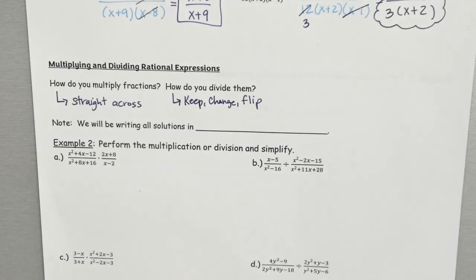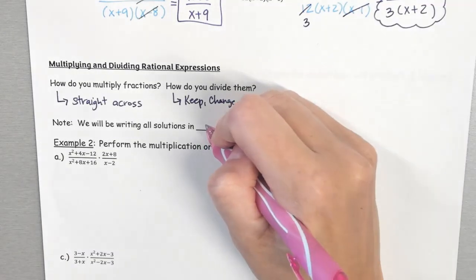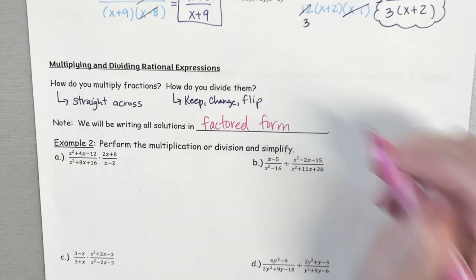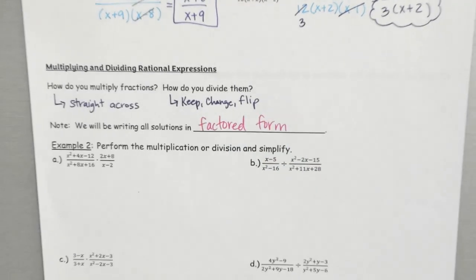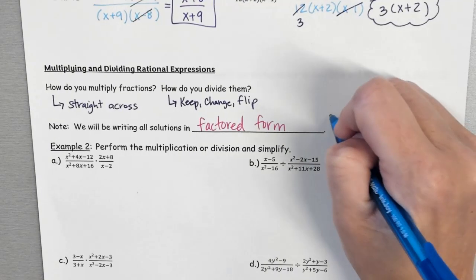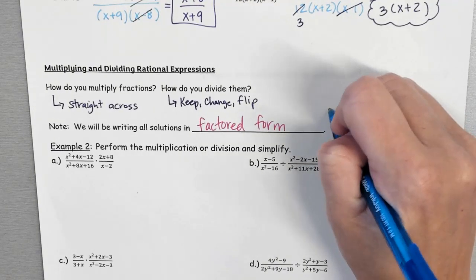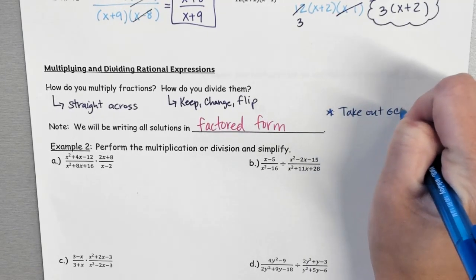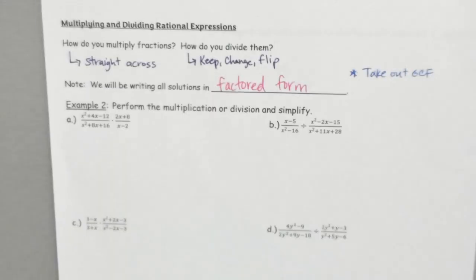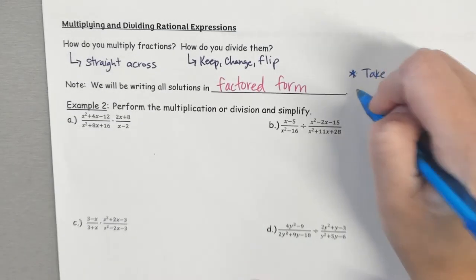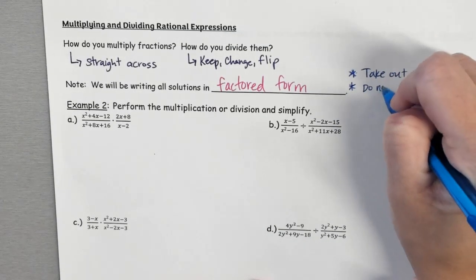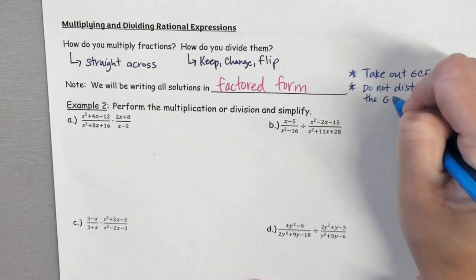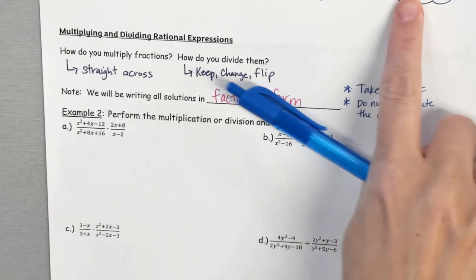And so we're going to be writing all solutions in factored form. That means if there's a GCF, you have to make sure that you take it out. So factored form means you are going to take out the GCF. So we might have to check that with some of the ones you did on your own. And then just don't distribute the GCF, the common factor, like up here.